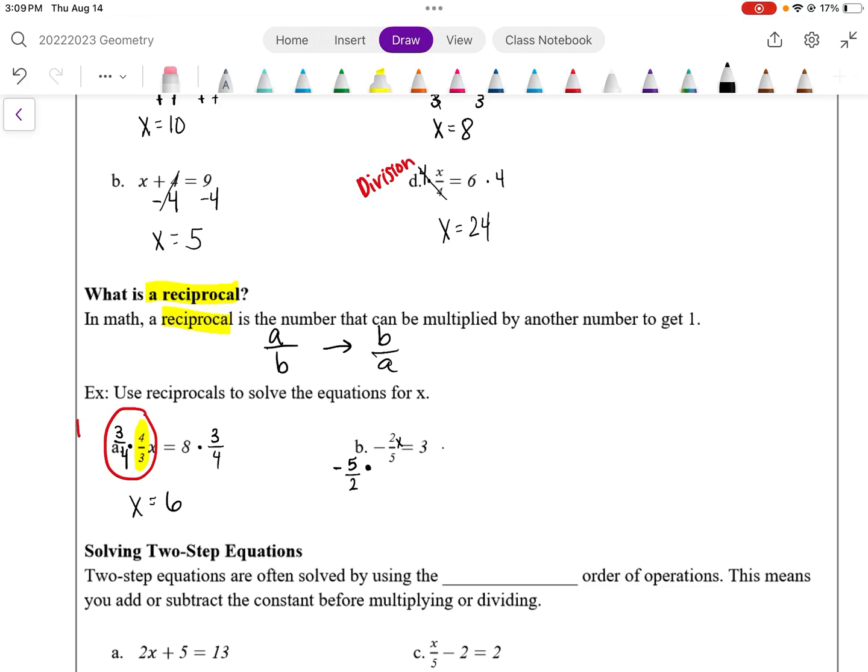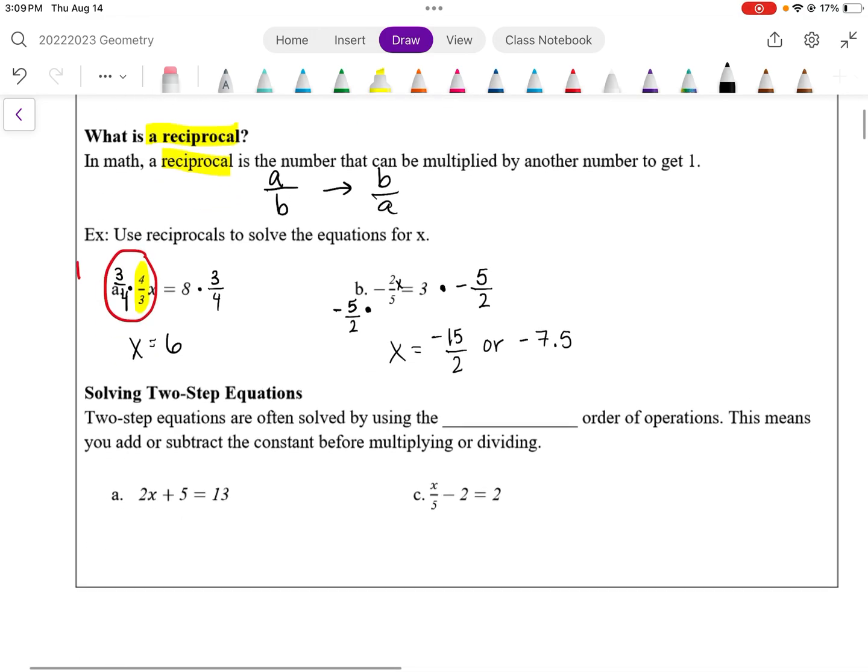So if you take negative 5/2 times negative 2/5, you should get 1. So then I multiply this side by negative 5/2 as well. Remember, this little dot means multiply. Okay. So on the left side, I should get 1. When you multiply something by its reciprocal, you get 1. On the right side, I should get negative 15/2. Or if you want that as a decimal, if it makes more sense to you that way, we could do that. It should be negative 7.5.